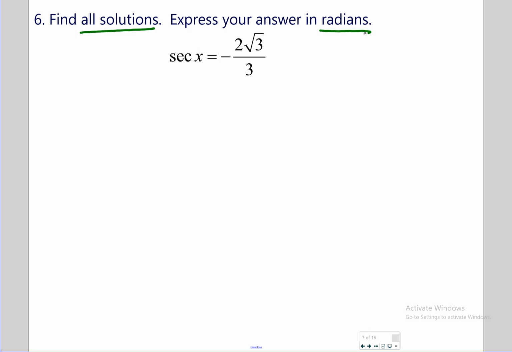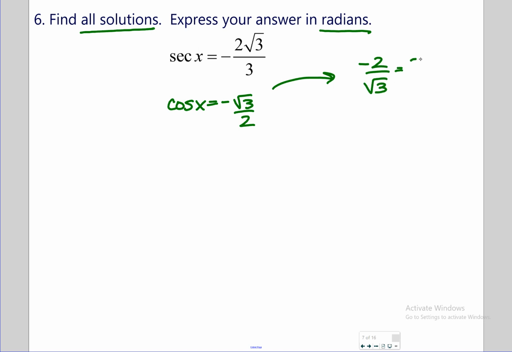Okay, the secant is already alone, which is great. Usually we don't look for secant in our unit circle though, right? What's the reciprocal of secant? Cosine. We use the reciprocal identity. And can you tell what number has been flipped to get this secant? It's negative rad 3 over 2. And if you're not sure, you can test that yourself. If I found the reciprocal of that, it would be negative 2 over rad 3.